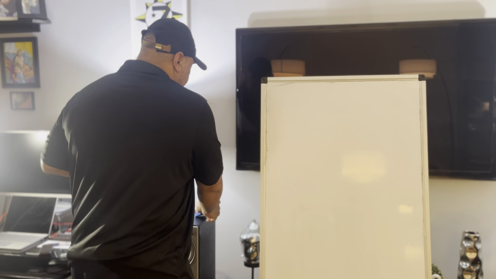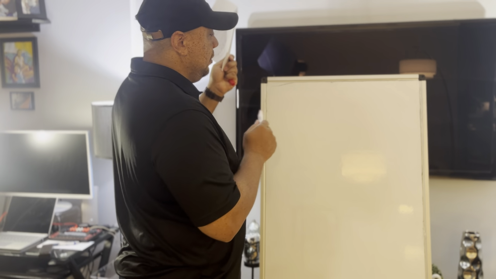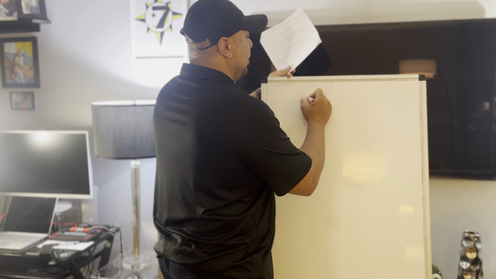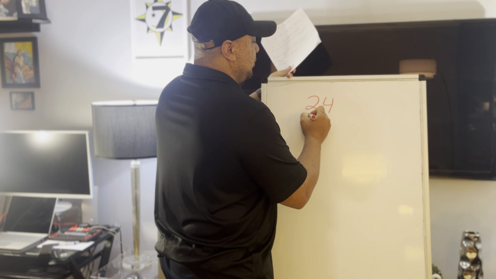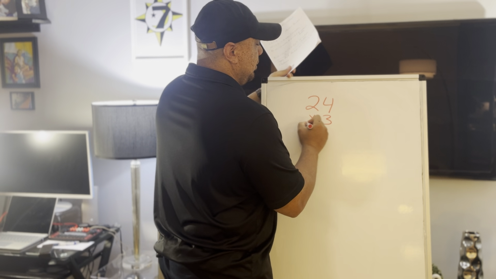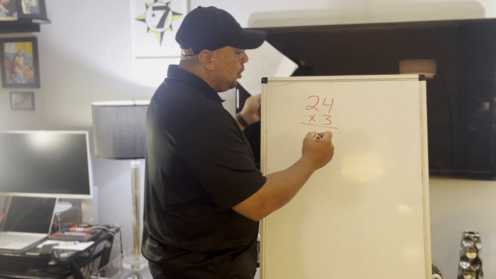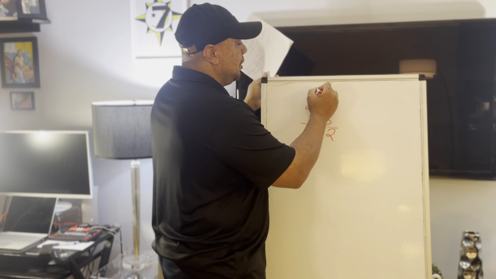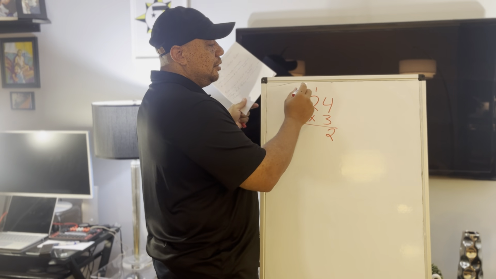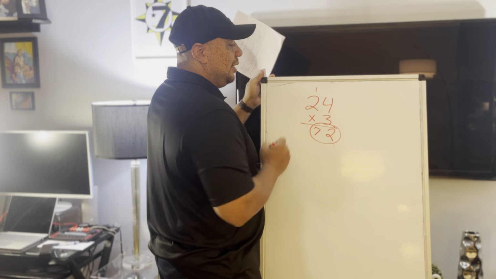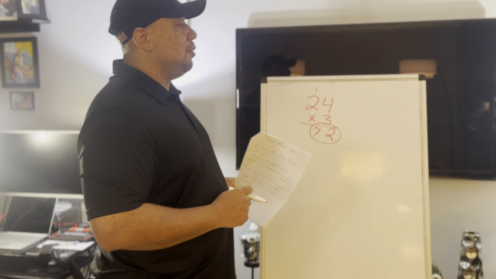We should all know how to do 3 times 24. Okay, 3 times 4 is 12. 3 times 2 is 6. Then you add the 1, 72. So that's 72 bottles for $11.